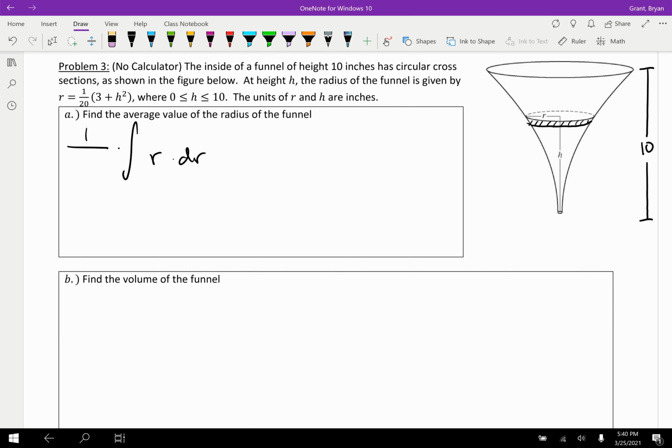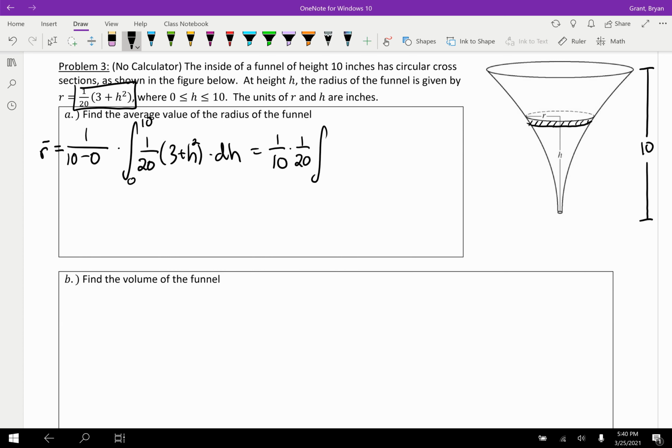So instead, let's do everything in terms of h, because I know that another way to write r is as 1/20 times (3 plus h squared). That is r. r is equal to that. So we'll do dh, and we know that h goes from 0 to 10. So if I work this out, this will give me the average value of r. They do actually want us to find the answer. So 1/10. I'm actually going to factor the 1/20. It's going to come hang out with that 1/10 out there. 0 to 10, 3 plus h squared.